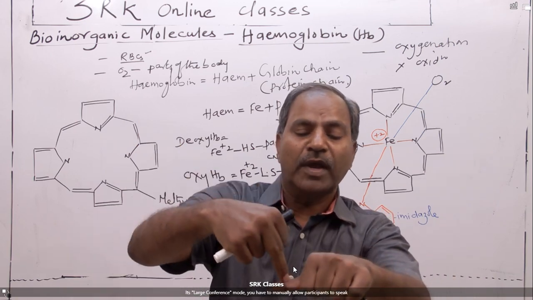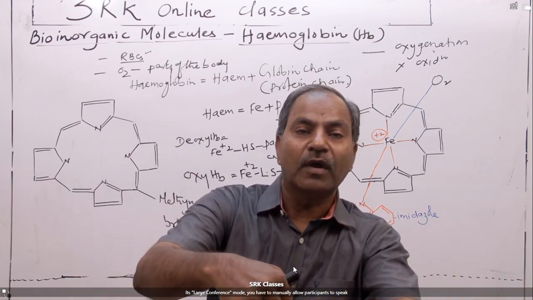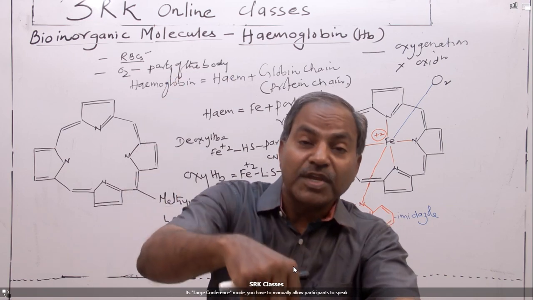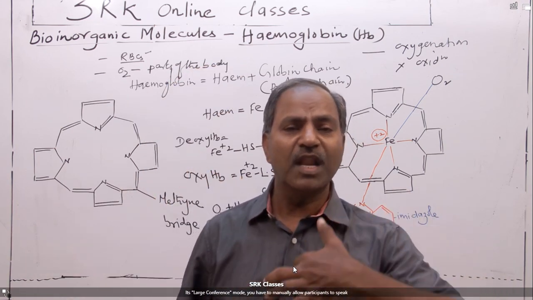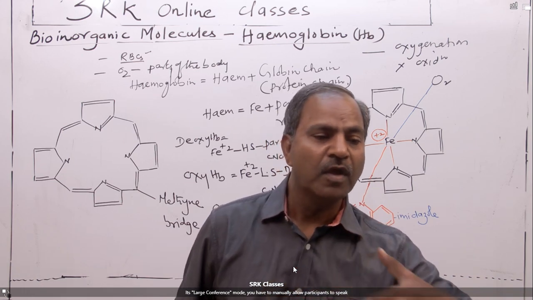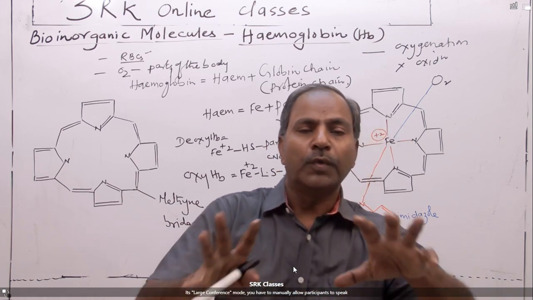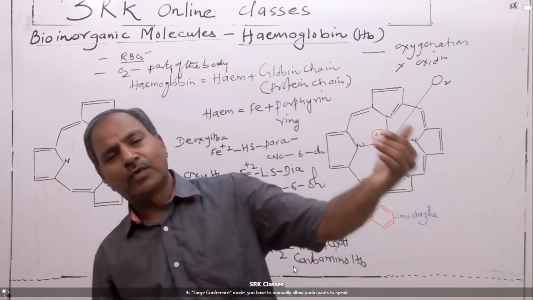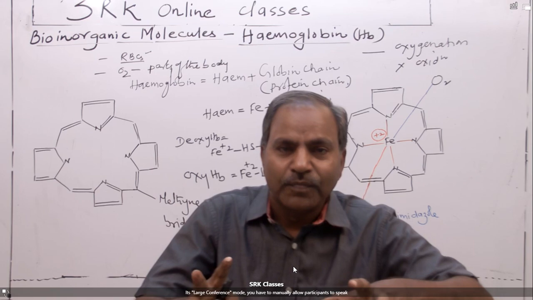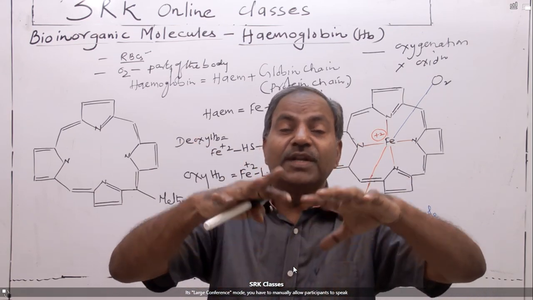Therefore, oxygen binding to hemoglobin, what are we calling it? Oxygenation, but not oxidation. That means once in the lungs, it is forming oxyhemoglobin. Once it enters the bloodstream, due to many metabolic activities, a large amount of CO2 is generated. Once CO2 is generated, the acidity increases.